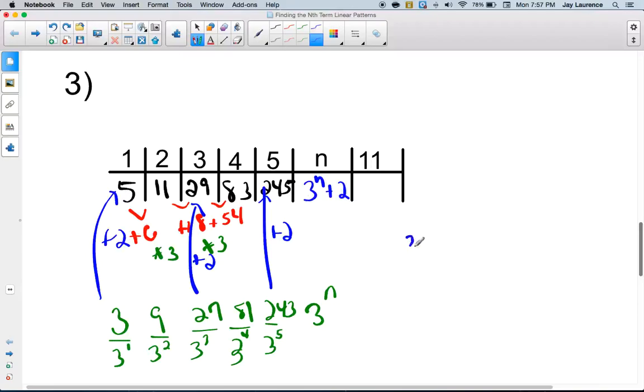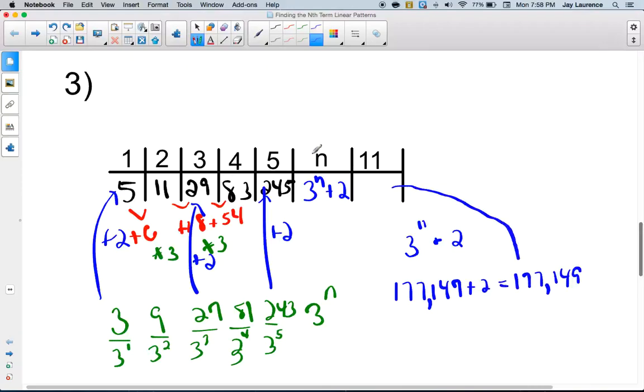To figure it out, I'm probably going to use a calculator on this one because I don't know 3 to the 11th power. All right, so I'll go to my calculator, and 3 to the 11th power is going to be a very, very large number. 3 to the 11th power is going to be 177,147. Adding 2 will yield an answer of 177,149. And that's the 11th term. I'm not going to rewrite it because I don't think it's going to fit in there.